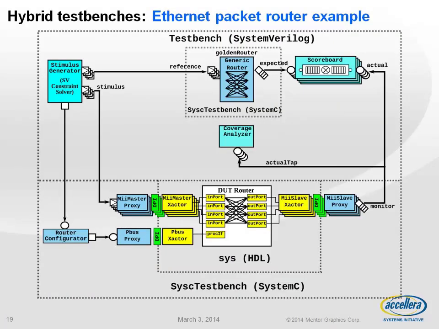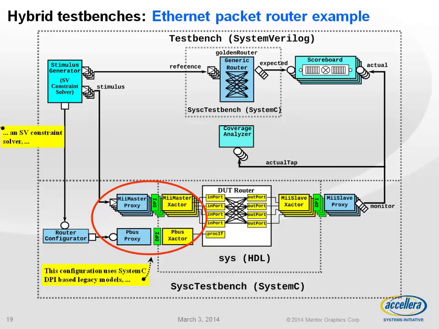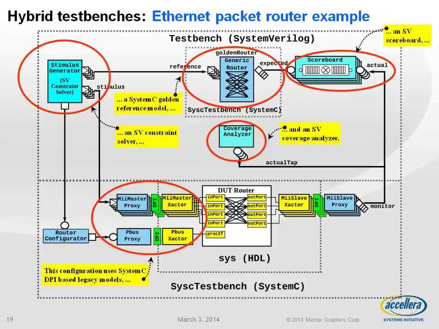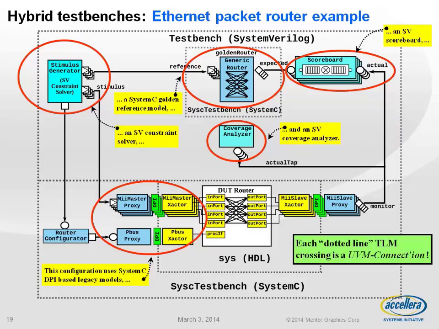Here's another example. I'll just quickly go over it. It's an Ethernet packet router. It's got a mix of SystemC. It's using SystemC models, legacy models based on DPI for configuration handling of inbound Ethernet packets. It's using a System Verilog constraint solver to generate stimulus Ethernet packets. It's using a SystemC golden reference model of the same router, and it's using a System Verilog scoreboard and coverage analyzer. So again, everything crossing a dotted line boundary is effectively a UVM connection. And that's an example of a use of a hybrid test bench where you're sort of getting a mix of reuse of legacy models, but using UVM for some of the things that it's good for.